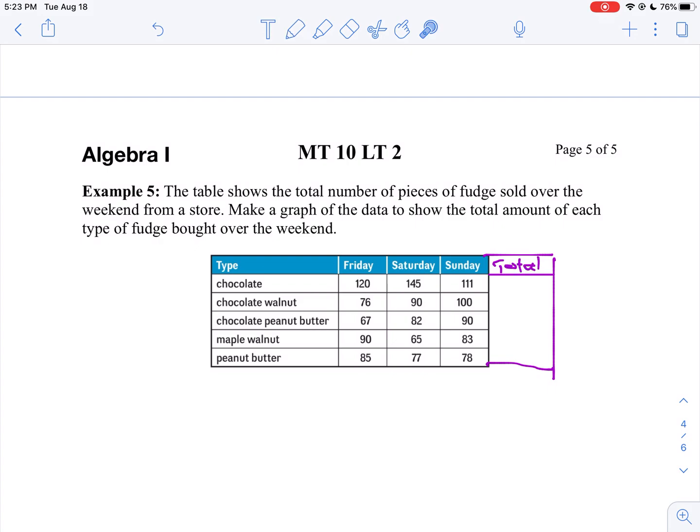If I take 111 plus 145, that's 256. 256 plus 20 is 376. We can use a calculator, probably easier than I did that, but I want to add when I can. 100 plus 90 is 190, so that would be 266.